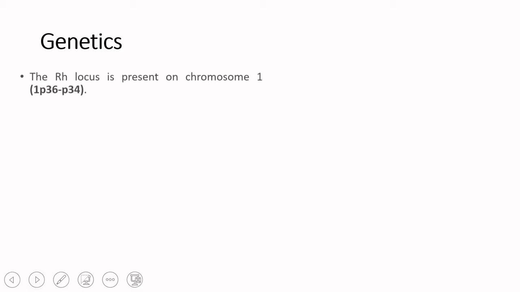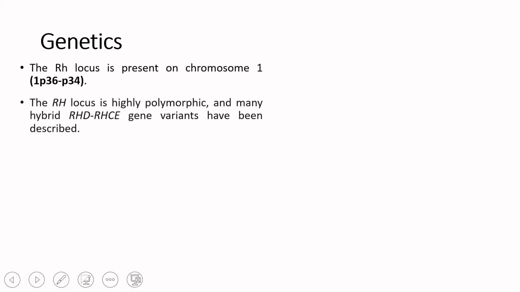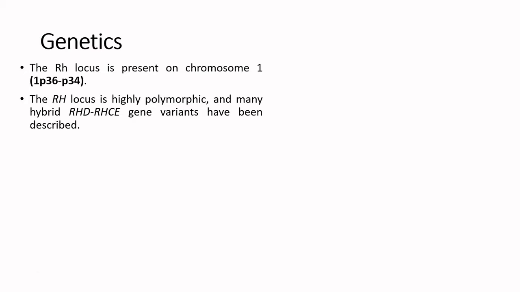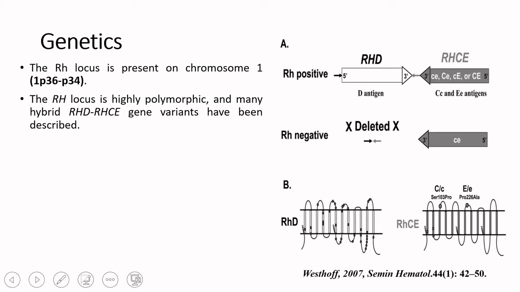Now you'll see genetics of this protein. The Rh locus is mainly present on chromosome 1. Chromosome number one possesses this Rh locus on the short arm. Here you can see on the P arm, 3,6 and 3,4, it possesses the Rh locus. So the Rh locus mainly consists of the RHD and RHCE genes.